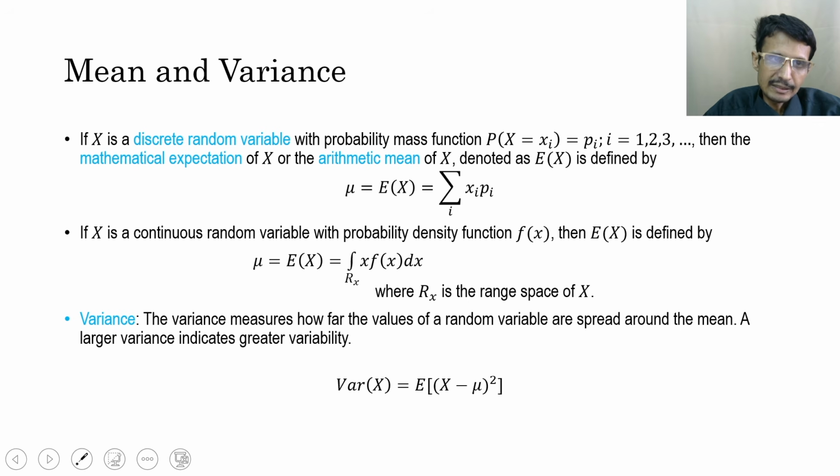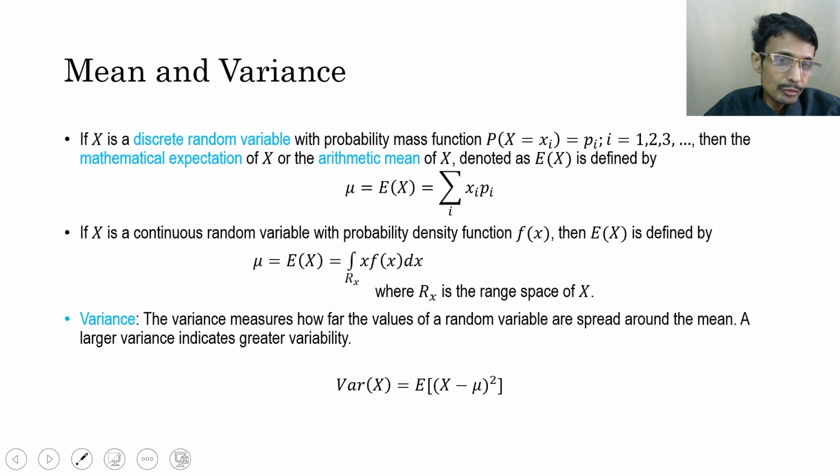Next come the mean and variance. X is a discrete random variable with probability mass function P of x equal to xi equal to pi, for i equal to 1 to n in total. Then the arithmetic mean of x, denoted by E of x, is called the expectation of x, so that mu is equal to E of x, equal to the summation over i of xi pi. If x is a continuous random variable with a probability density function f of x, its expectation is defined as the integration over Rx of x f of x dx, where Rx is the range space of x.